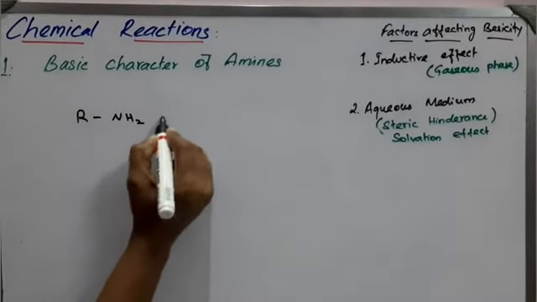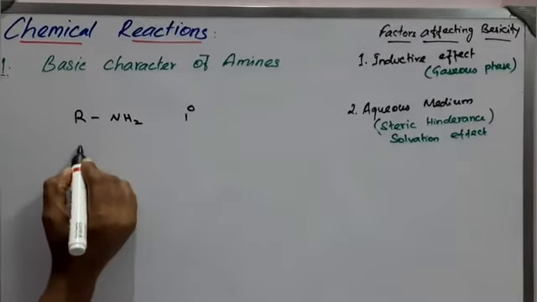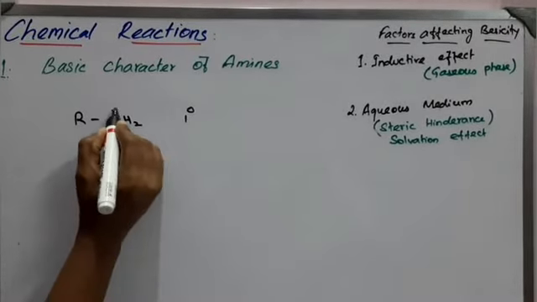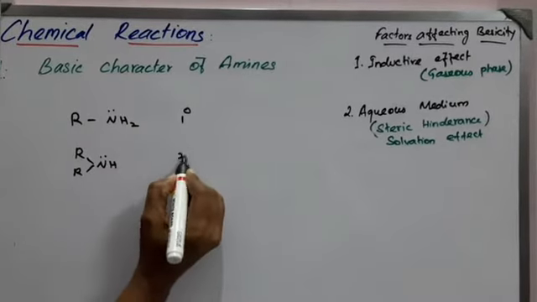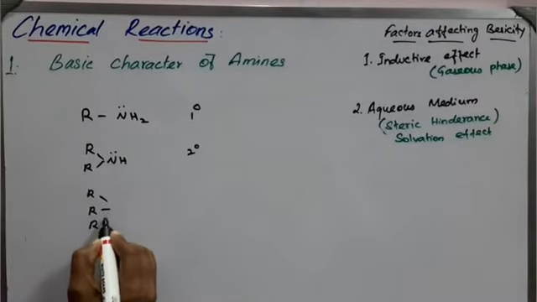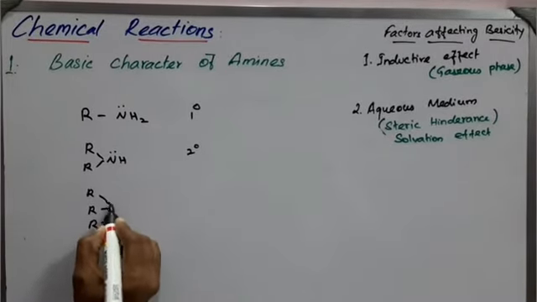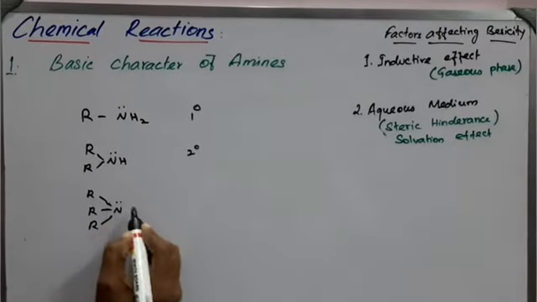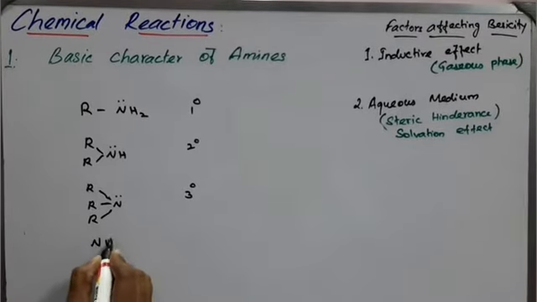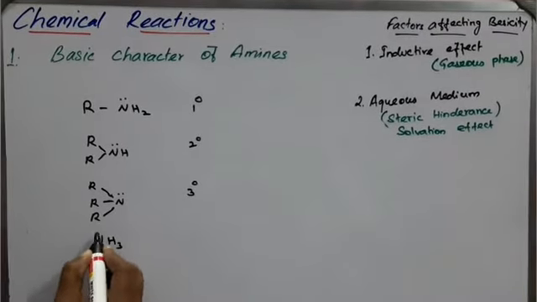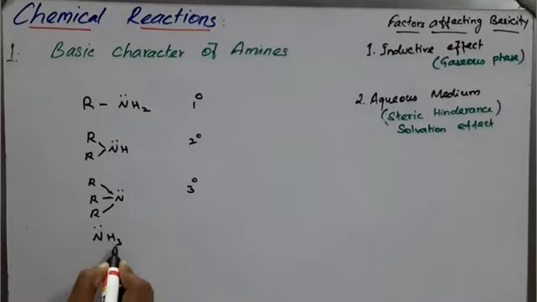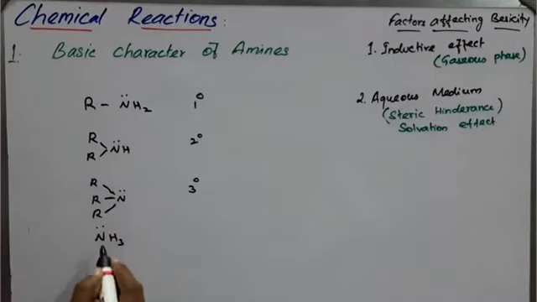RNH2 is your primary amine. The second one has two alkyl groups with NH, where the lone pair of electrons is present. This is the secondary amine. With three alkyl groups on N, there is no hydrogen. This is your tertiary amine. Amines are ammonia derivatives: every time one hydrogen atom is replaced by an alkyl group, we get primary, secondary and tertiary amine.